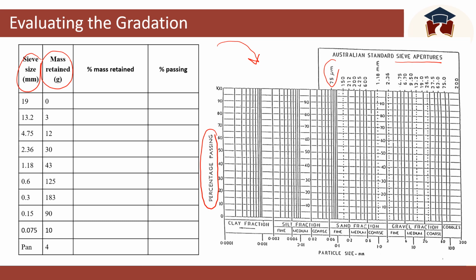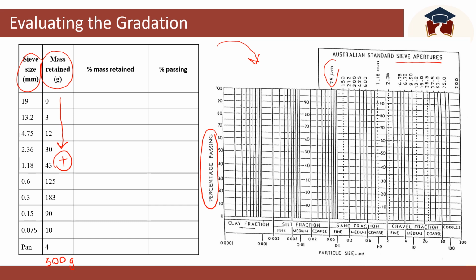To find this, first we need to find the total amount of aggregates that we used. For that, we are adding this mass retained in each of the sieves. We are adding all this data and we can find the total mass. When you add all these numbers, you will get 500 grams. So that is the total amount of aggregates that we used.